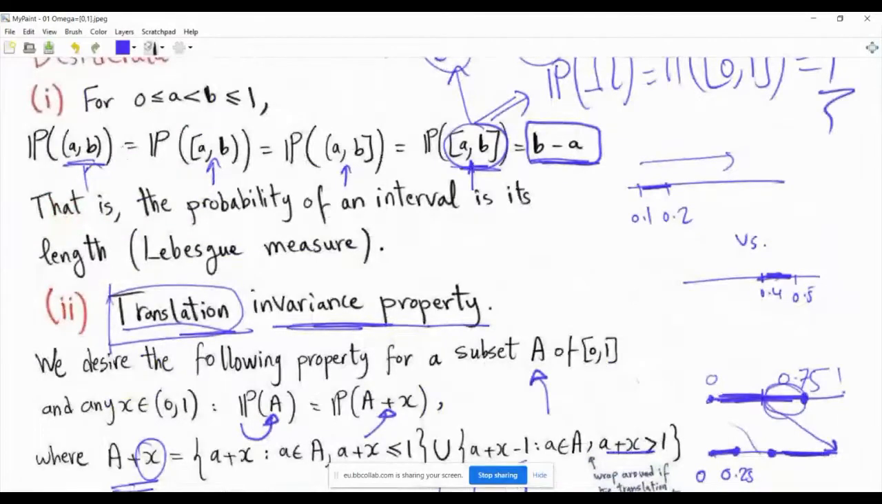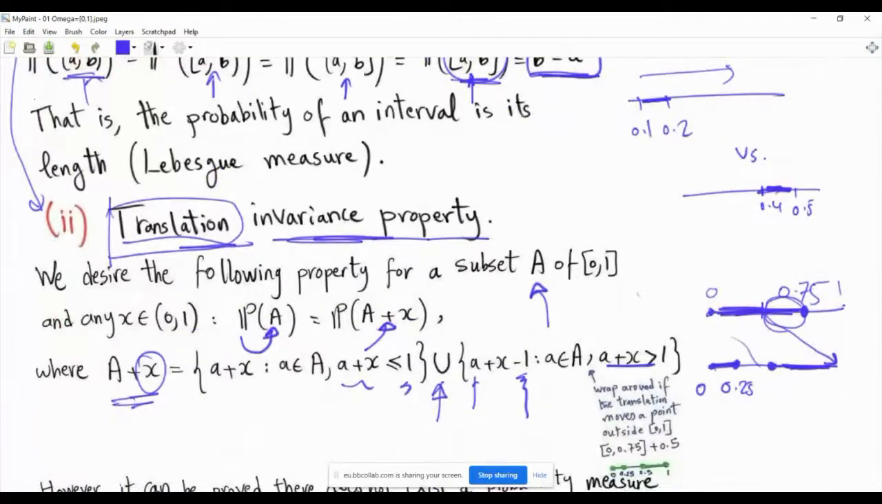So it seems that these two things are what you want: you want to assign probability for intervals. There are many subsets that are different from intervals, but for intervals at least, we want the probability to be the length, and we want the translation invariance property, which means that the probability assigned should not depend on a translation, because we are trying to construct, quote unquote, a uniform measure. So the secret here is uniform. Definitely translations should not impact our probabilities.